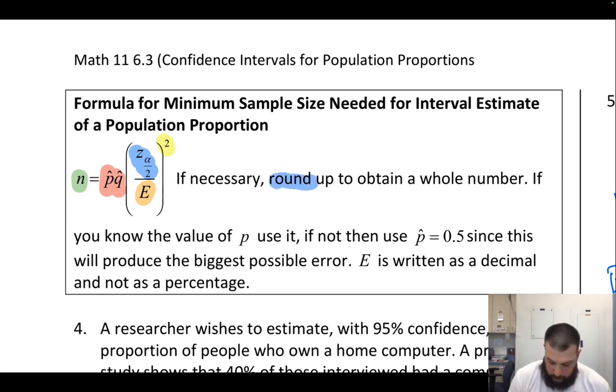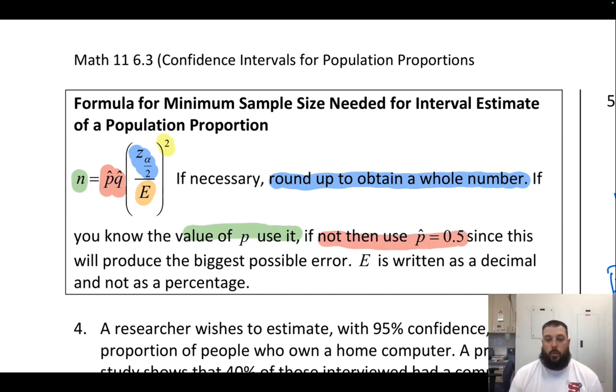So all we did is we solved for our error formula previously. Right, so we want to round up to obtain a whole number if necessary, right? We can't have 0.32 of a person. And then a couple other things. If we know the p-value, we're gonna use it. If not, we're gonna use 0.5, right? And then another key thing, E is written as a decimal, not as a percentage. And that's true of a lot of things. Our percentages have to be converted to decimals in order to work with them in a mathematical formula.